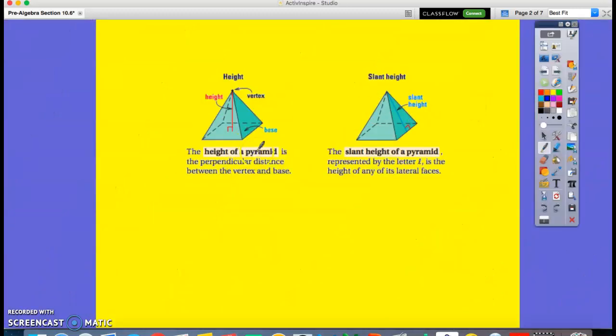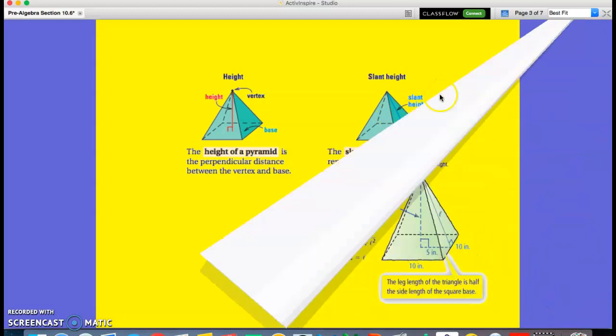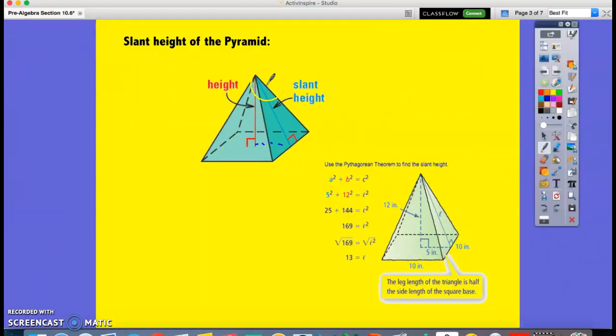Now, there are two kinds of height we look at in pyramids: the height of the pyramid and the slant height of the pyramid. The height of a pyramid is the distance from the vertex to the center of the base, and the slant height is represented by L, and it's the height from the vertex to any of the base's sides. So that's the height, and that's the slant height.